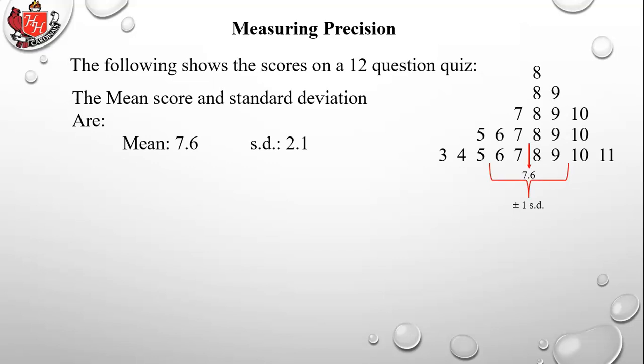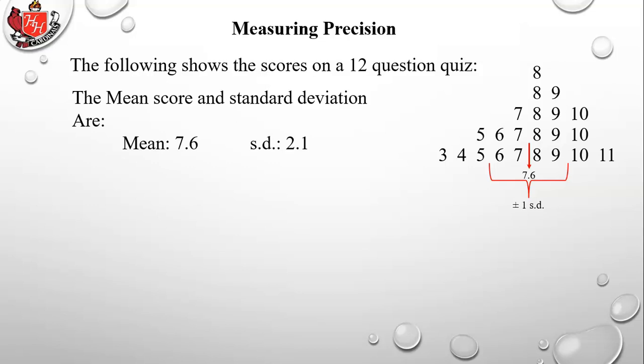Okay, so the following shows scores. This is an example problem of a 12-question quiz. If you count up, you have 22 students that took the quiz. There's 22 different numbers there. So if you take the mean of this, I just went ahead and did that. It's 7.6, somewhere between 7 and 8. And the standard deviation, computed the way we did on the previous slides, is 2.1.